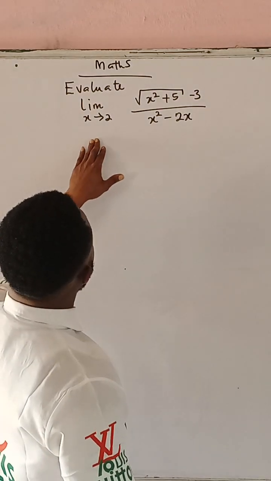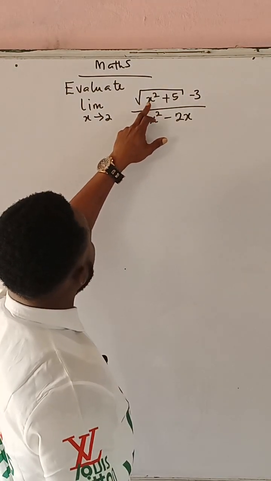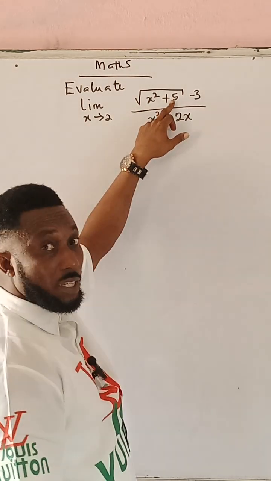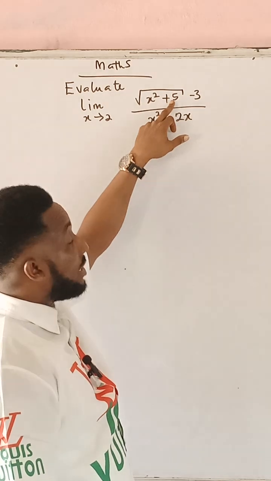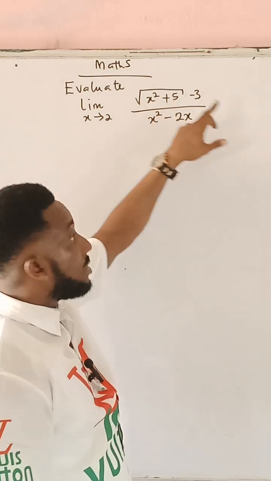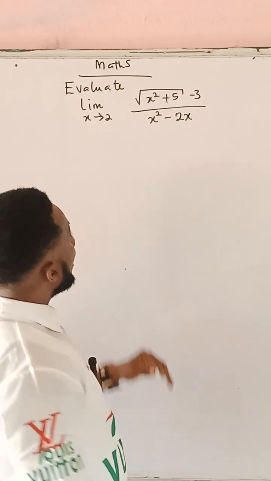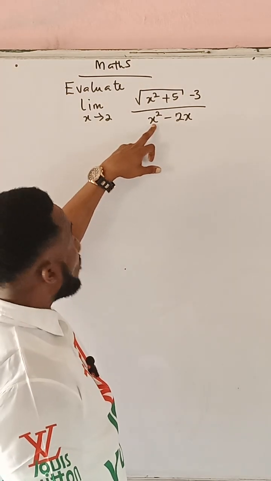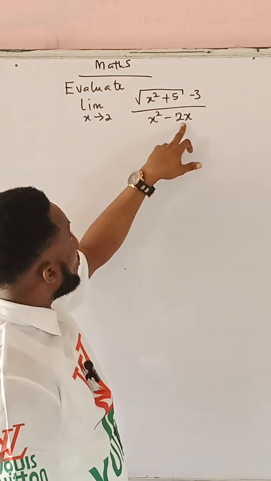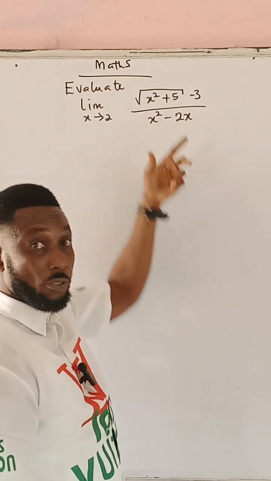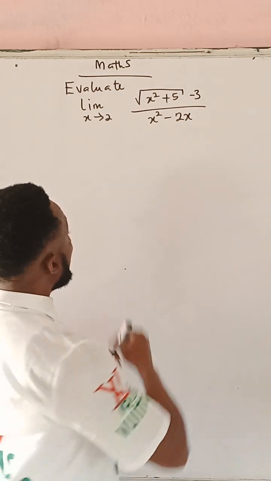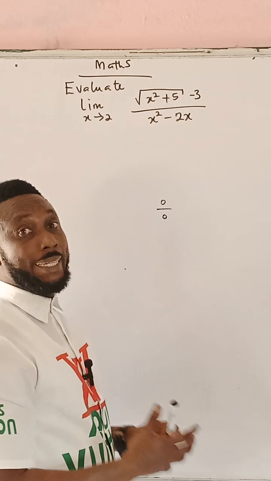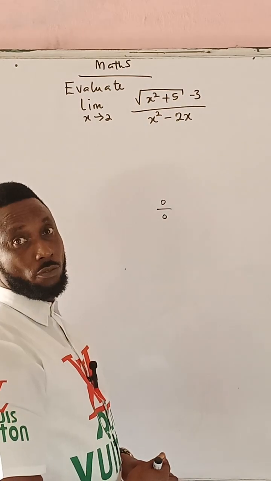So if I plug in x equal to 2 on the numerator, I will have square root of 2 squared, which is 4, plus 5. That will be the square root of 9, which is 3. 3 minus 3 is 0. Then on the denominator, if I plug in x equal to 2 here, I'll be having 2 squared, which is 4. 2 times 2, which is 4. So 4 minus 4, 0. So we have a case of 0 dividing 0. And this is an indeterminate function.